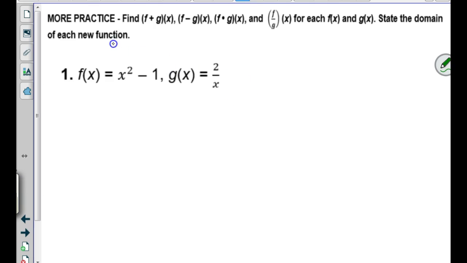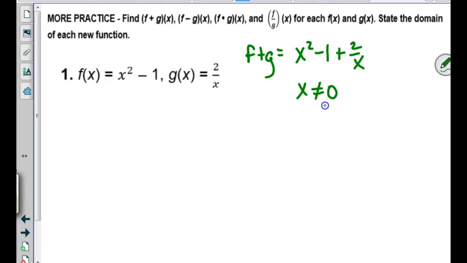All right, so let's try these crazy ones. It says, find f plus g, f minus g, f times g, and f divided by g. State the domain for each new function. All right, so f plus g, what would I get, guys? Can I combine anything? So I'll just get x squared minus 1 plus 2 over x, whatever crazy order you want to write that. I'm not going to worry about it. Where x cannot be 0. Otherwise, all real numbers would work. Okay. F minus g. Anybody? Where x cannot equal.